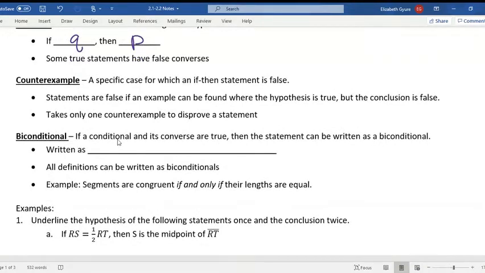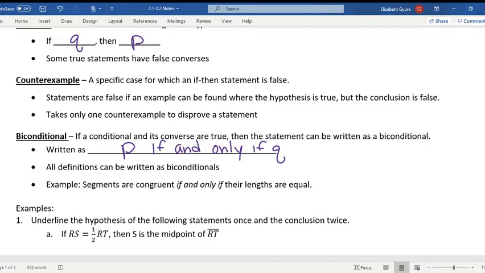Biconditionals. If a conditional and its converse are true, then the statement can be written as a biconditional. And what that looks like is our hypothesis P if and only if Q. So our phrasing changes a little bit. It's no longer if this, then that. It becomes if and only if. And that's because a biconditional works in two different ways.